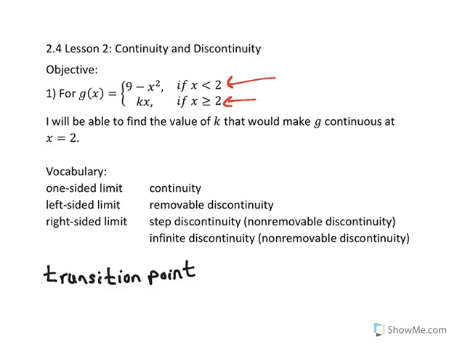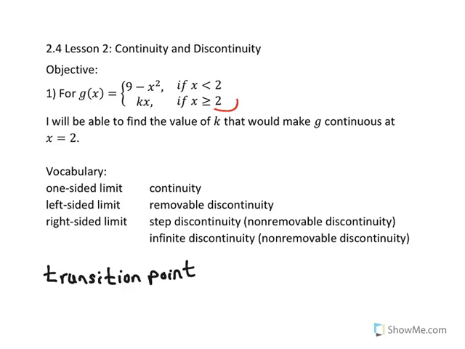So I just added that to the vocabulary. Transition point is where the rule for the piecewise defined function changes. So you'll notice that there is a constant k in the second rule for our piecewise defined function. And this constant k can be whatever value you choose it to be. But a particular value of k will make the two pieces connect. It will cause the piecewise defined function to be continuous at x is equal to 2.